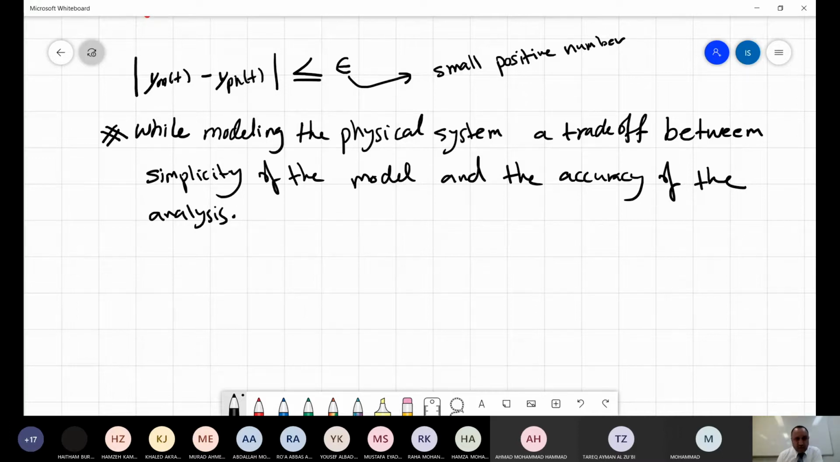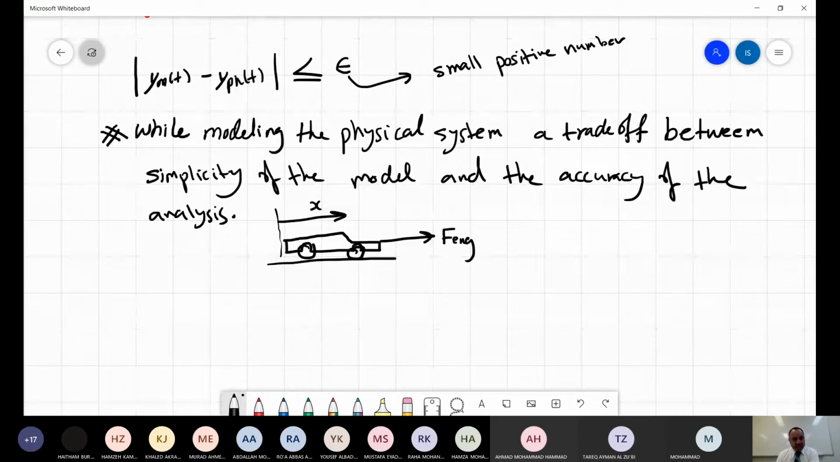So simply, let's assume that I'm having this example, and let's assume this is the displacement X, and this is the force due to the engine. Now I need to model this system, for example. How can I model it? Now we know that this is a mechanical system. If I'm looking only at the mobility, I can use Newton's second law, which says that the summation of the forces must equal the mass multiplied by the acceleration.